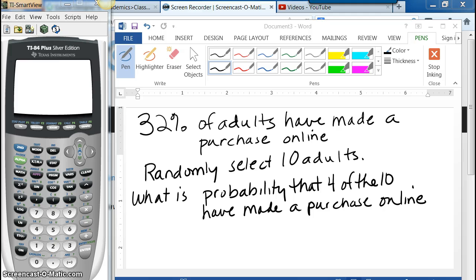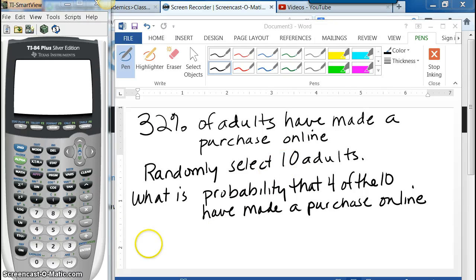This meets the binomial distribution requirements because people have either made a purchase online or they haven't, and so a purchase online is a success, and not having made a purchase online would be considered the failure. These purchases are independent of each other, and the probability that we're going to use is going to stay at 32%, and we have a known number of trials that we're going to use, the 10.